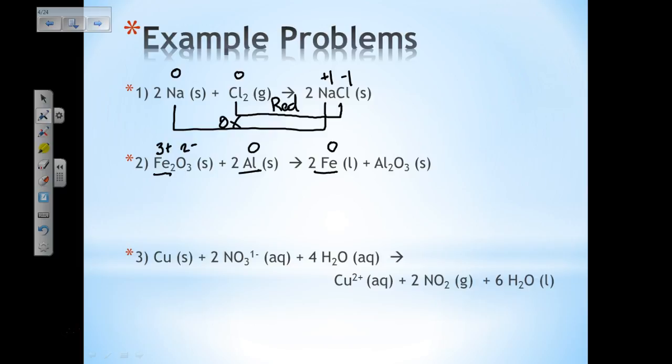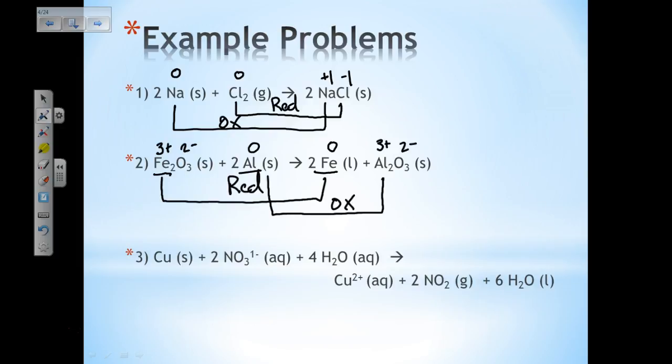Now we do the same thing over here. Oxygen is always 2-. Notice it is not changing oxidation states. So 2- times 3 oxygens is 6-, so the aluminum has to be 3+. Again, I always find it easier to do the reduction first. So this is the reduction half reaction, and this has to be the oxidation reaction. You can't have one without the other.